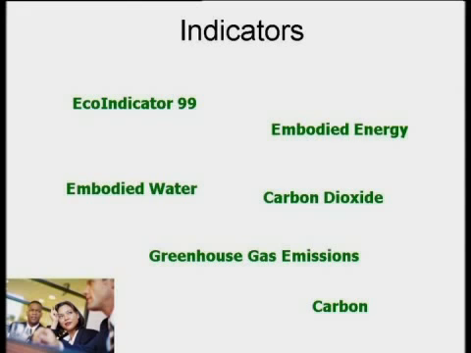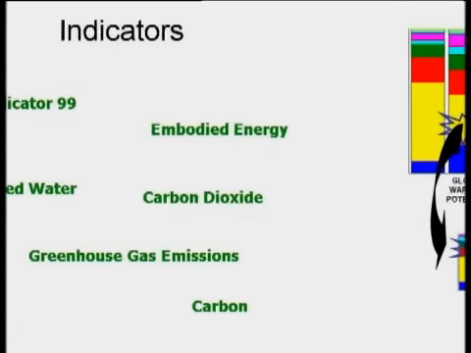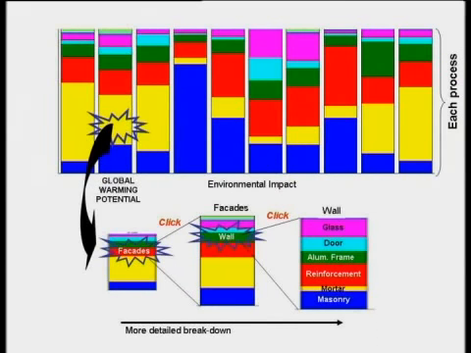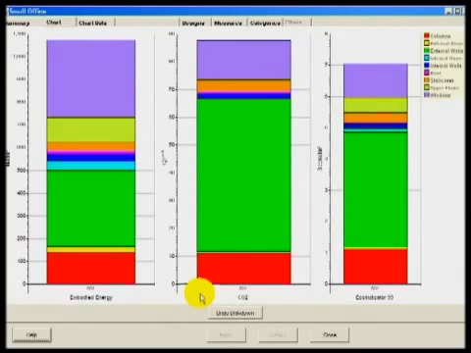While focusing on life cycle assessment to determine relative impacts of a building on the environment, LCADesign also provides a range of additional indicators in the one tool. The alternative indicators include embodied energy, embodied water, carbon dioxide, and combined greenhouse gas emissions, as well as a measure of carbon content in anticipation of carbon content trading. Drilling down to component level can identify hotspots.